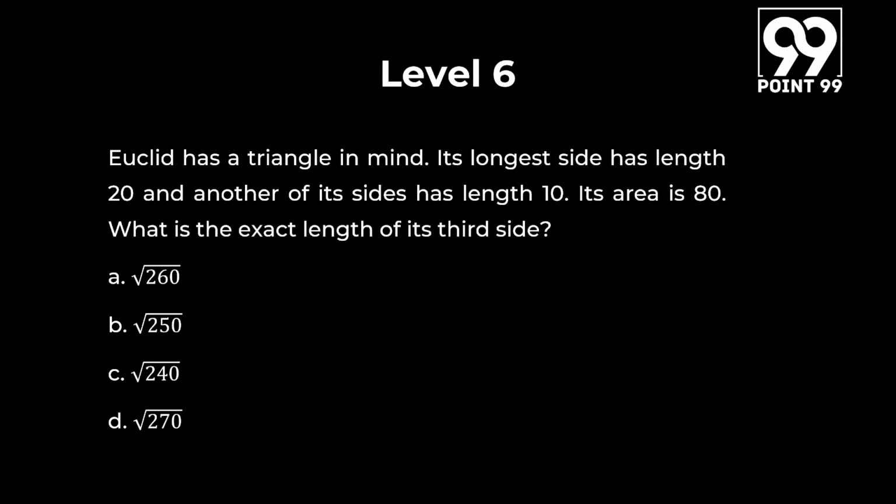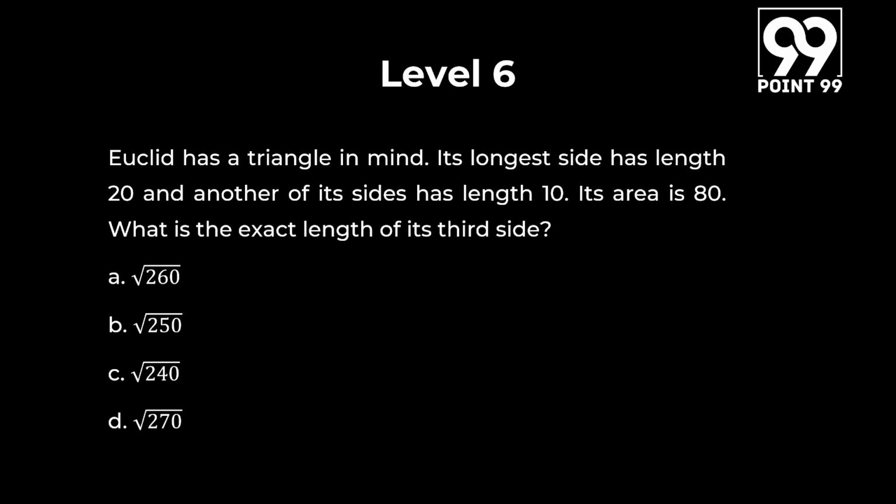Moving on to the next question, level 6. Now things become slightly complicated. Now we are at geometry. This is one of my personal favorite questions that we have here. Euclid has a triangle in mind, longest side is so on and so forth. The other side is 10, area is 80, and we have to find the exact length of its third side.